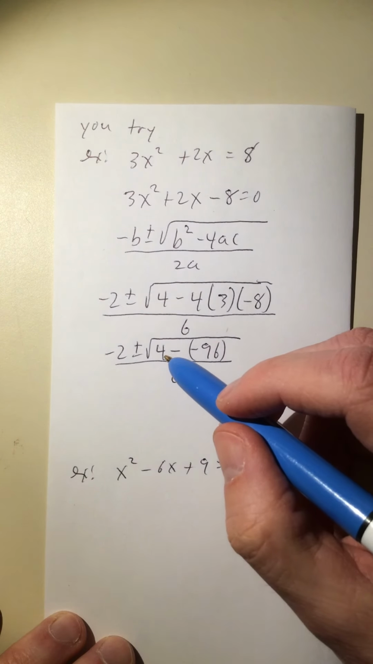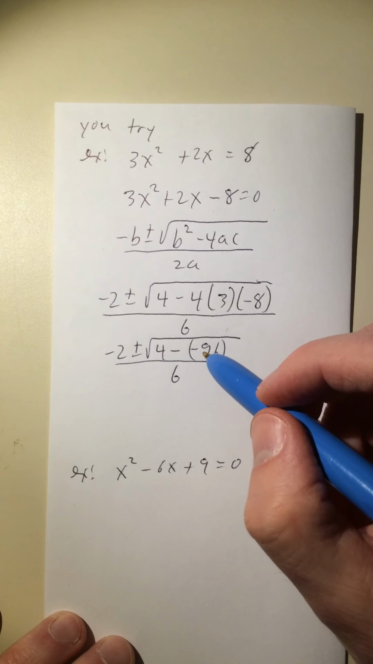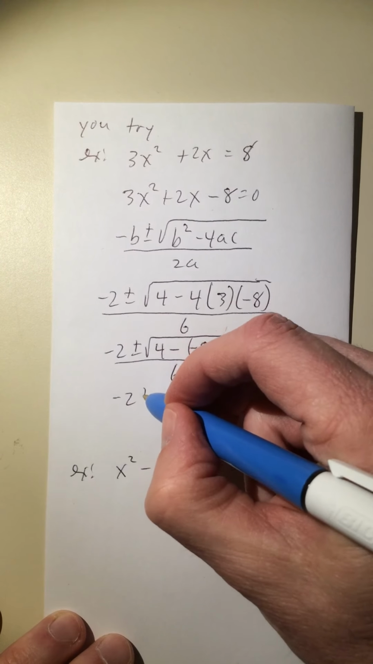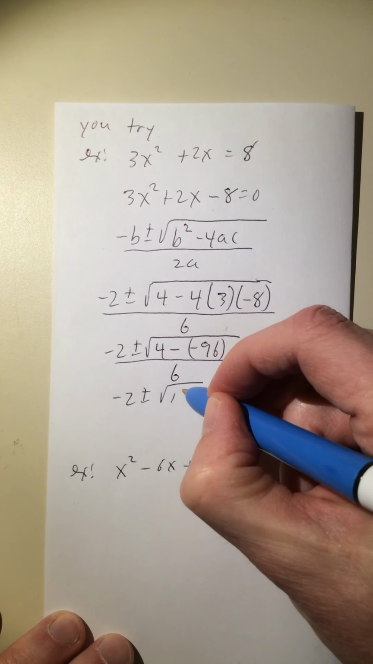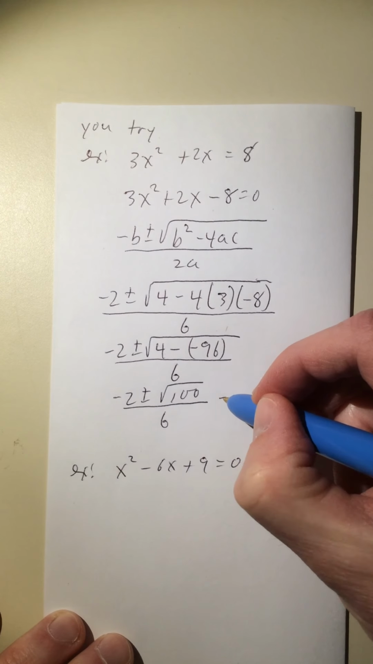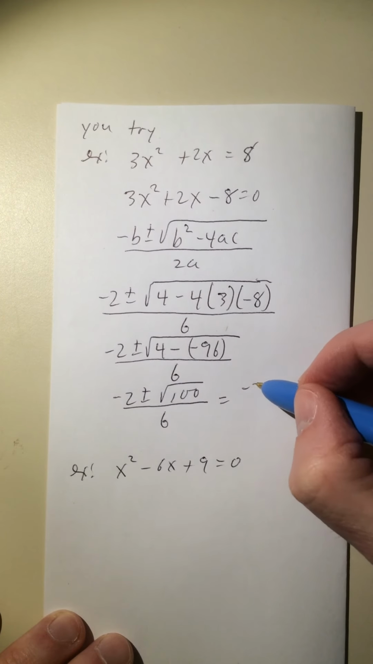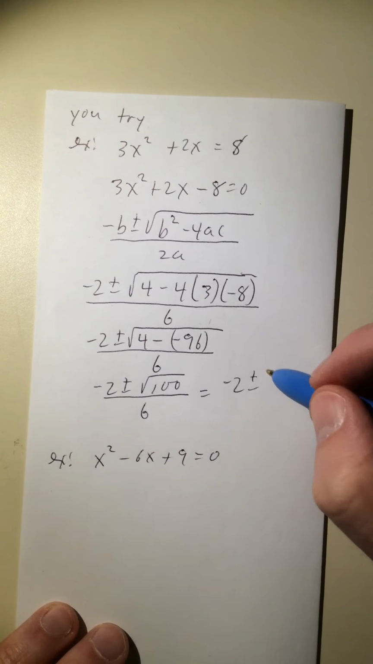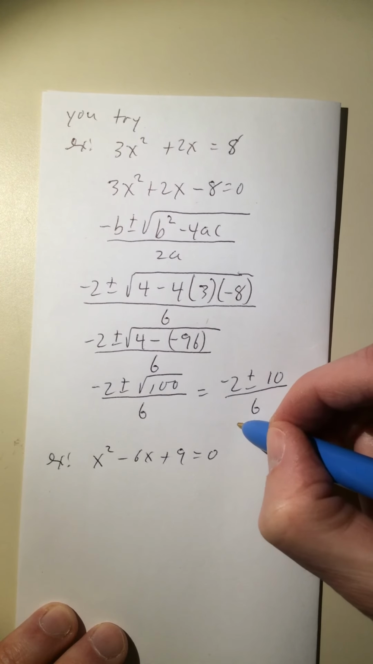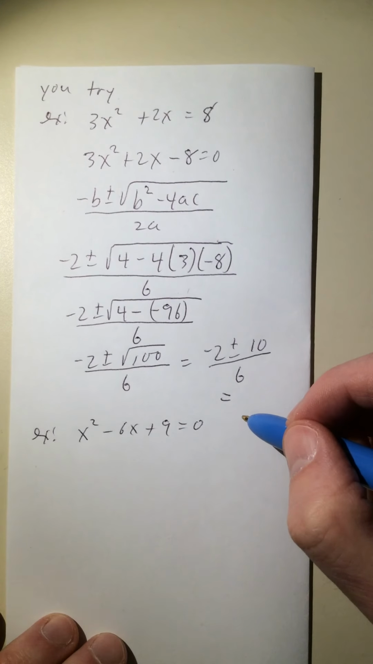And then we know that subtracting a negative is like adding a positive, so 4 plus 96 is 100, negative 2 plus or minus the square root of 100. Weird, another perfect square. And then we got negative 2 plus or minus square root of 100, of course, is 10 over 6. Ran out of room here a little bit, should have written smaller.